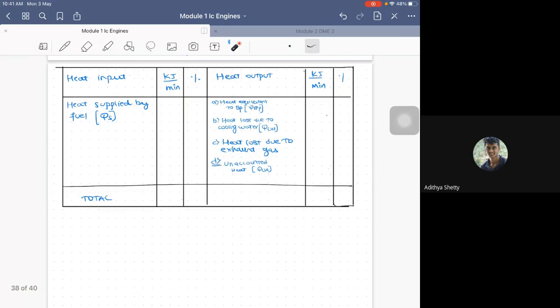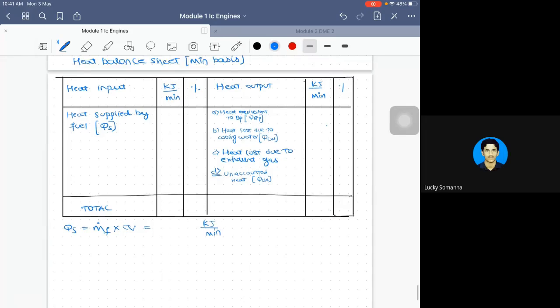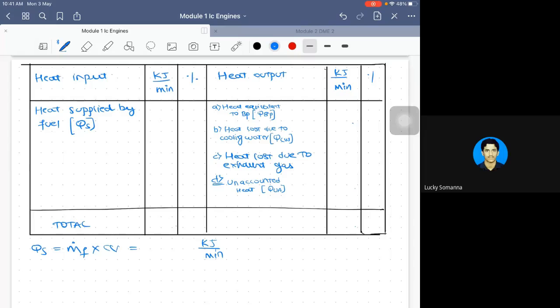Start to calculate now. QS, if you calculate, how much does it come to? What do you mean by QS? QS is heat supplied. How do you calculate it? MF dot into CV, calculate it and give me the value in kilojoules per minute. And take care of the units. I always repeatedly say you have to always take care of the units. So in what unit should I substitute the value of MF and CV so that I get the end result as kilojoules per minute?